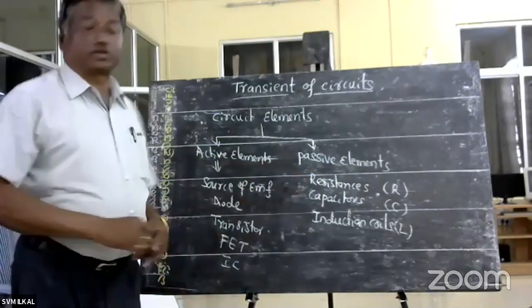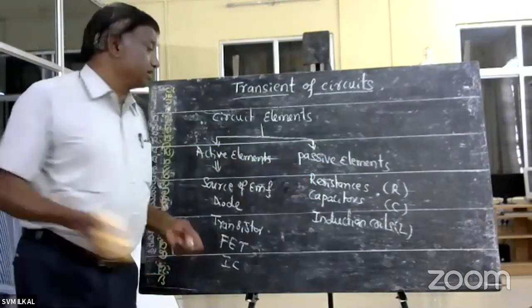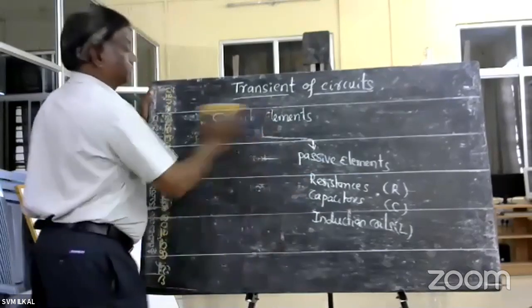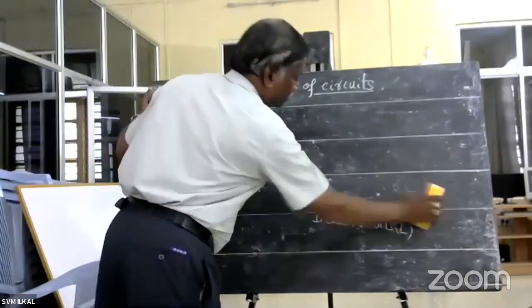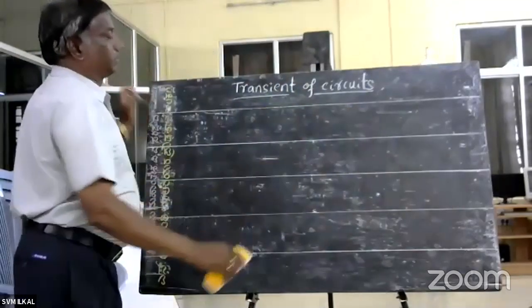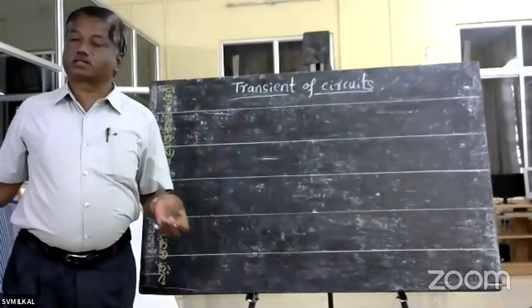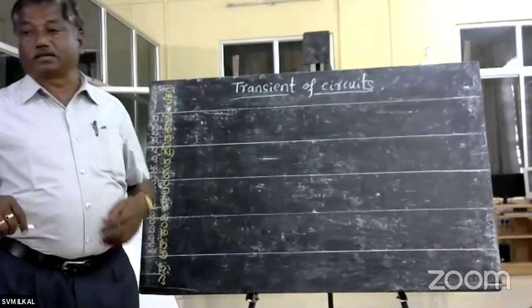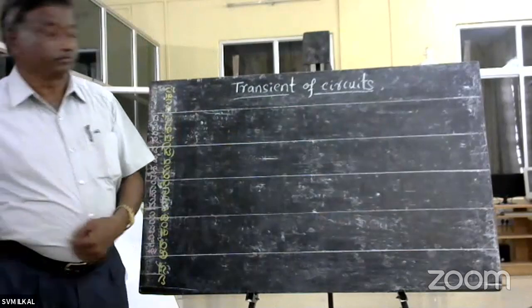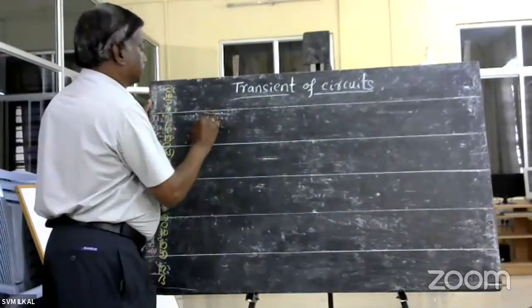Okay, what are the passive elements? They are the resistance, capacitors, and inductors. Let us have some definitions in connection with all the passive elements, because without knowing the definitions of resistance, capacitors, and inductance, you are not able to understand the transient circuits. So, what is the resistance?